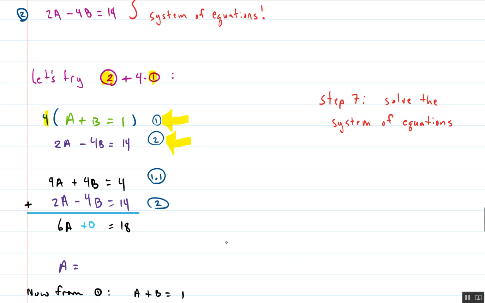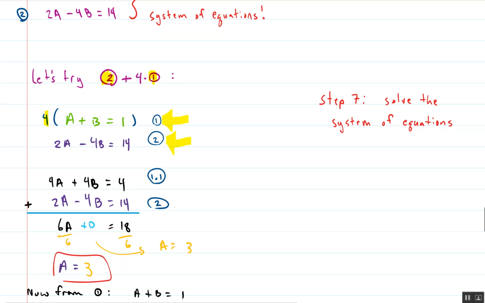So what does that tell us? Divide by 6 on both sides, and we see that a equals 3. So that's fantastic. We have the A.